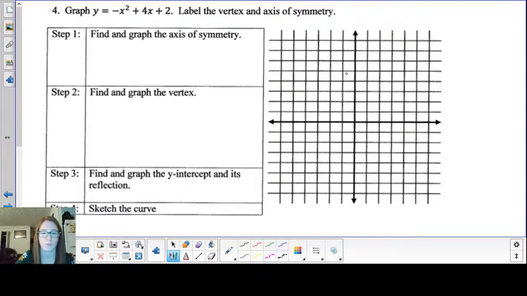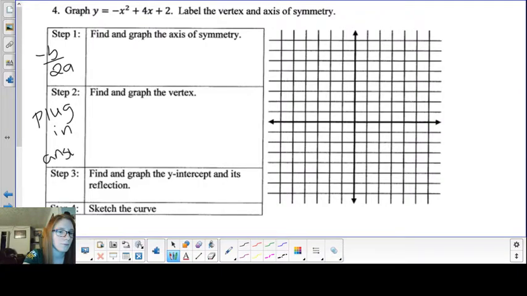First steps first. My negative b over 2a. We're going to plug in answer. And x will be equal to 0. Those are the things I'm always going to write whenever I see one with all three terms. Negative b over 2a, plug in answer, x equals 0. So, let's get to doing.